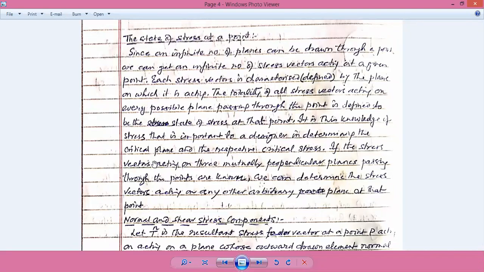If the stress vectors acting on the mutually perpendicular planes passing through the point are known, we can simply derive the stress vector acting on any arbitrary plane at that point. Let us see how we can do it.